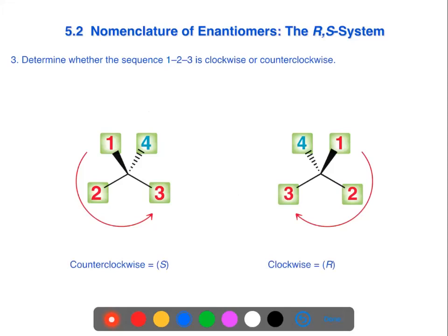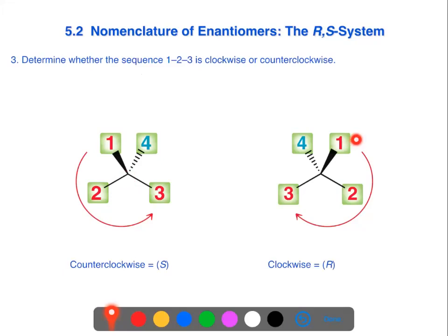So the third step is to just determine the sequence, whether going from 1 to 3, are you going in a clockwise manner or a counterclockwise manner? So as shown in both these structures, here's an example where our highest priority group is coming towards you, and if we draw our pen from there to our second to our third, we're going in a counterclockwise manner. And so the configuration for this chirality center would be considered S.